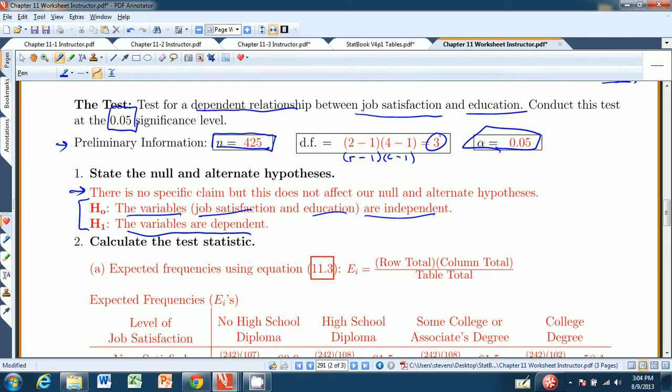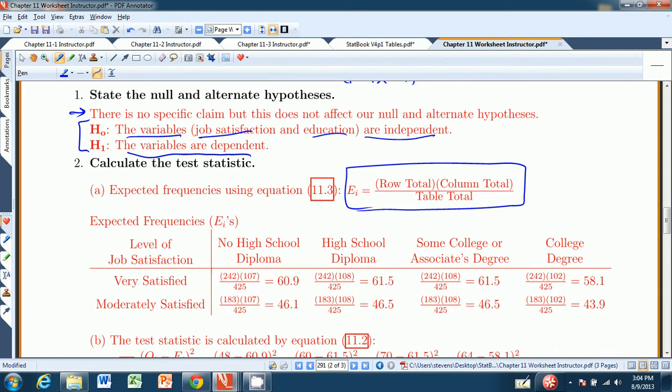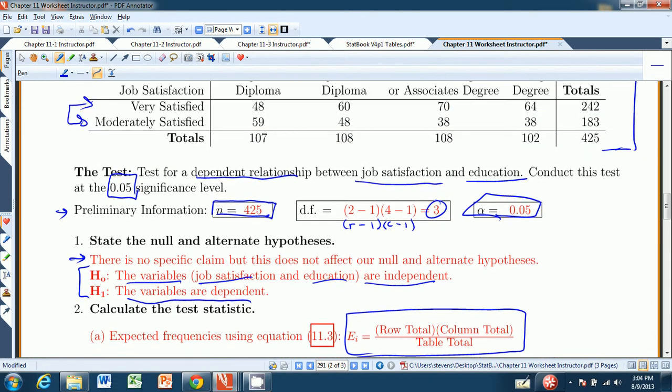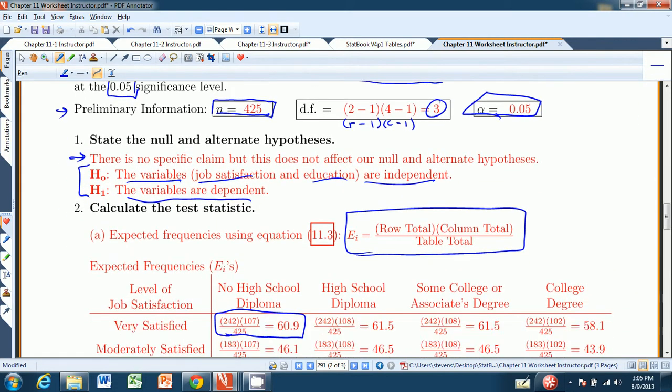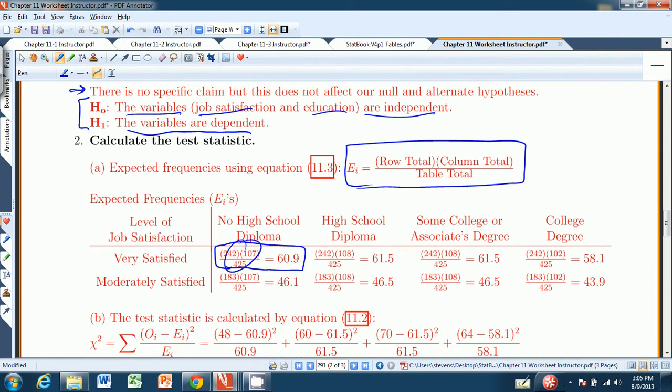And they come from equation 11.3, which is row total times column total over table total. So this first one here, the 60.9 for row 1, column 1, that corresponds to our original contingency table of this position. And it's the row total, 242, times the column total, 107, divided by the table total. So that's the 242 times 107 over 425. So that's where this comes from. We get 60.9.